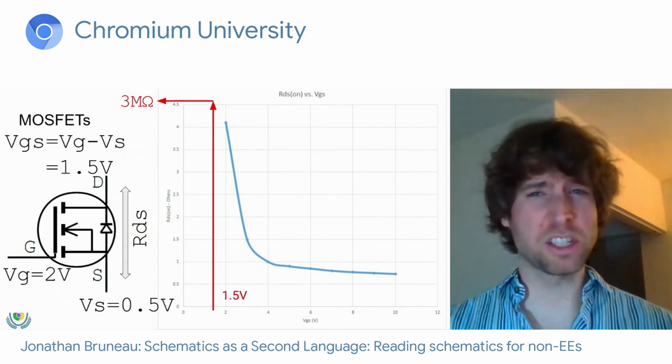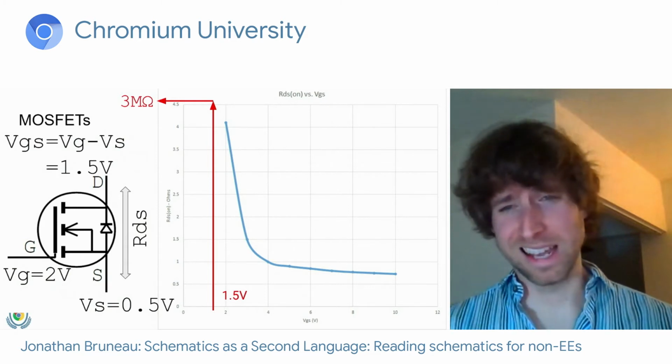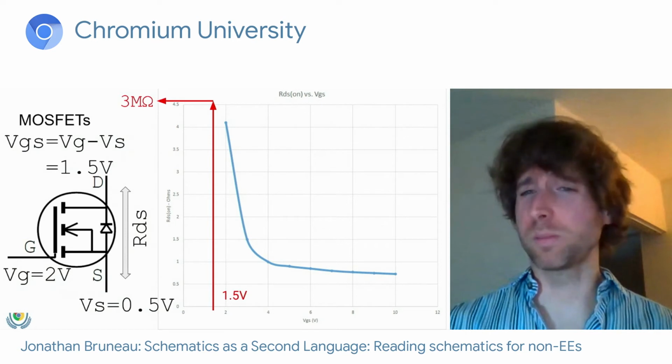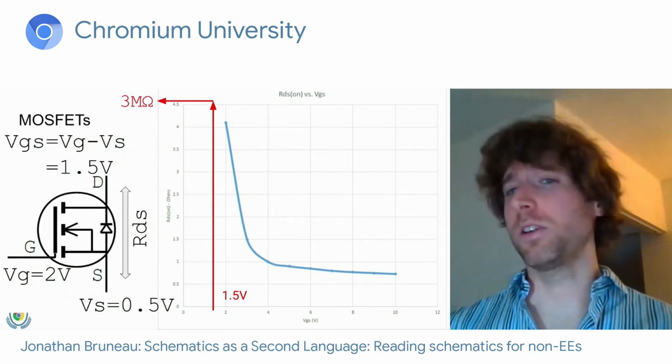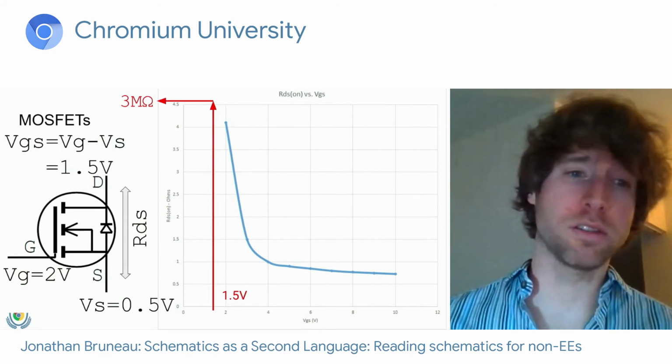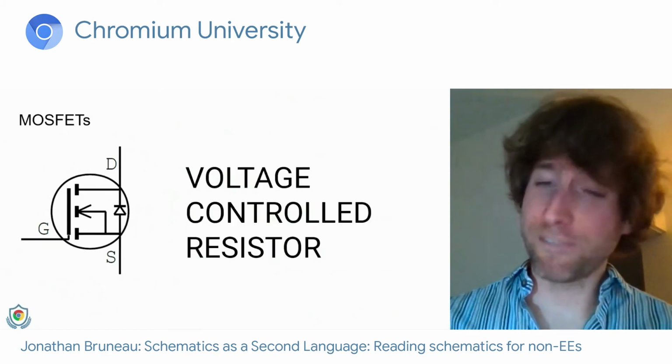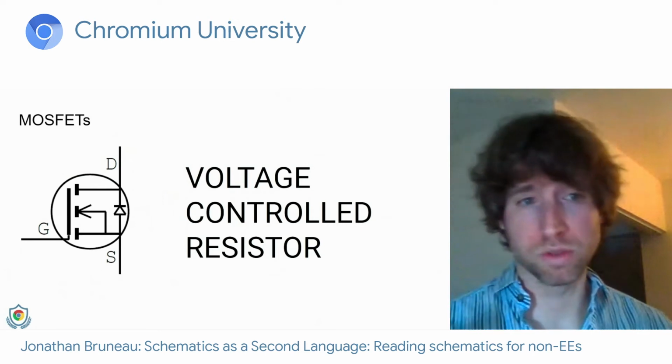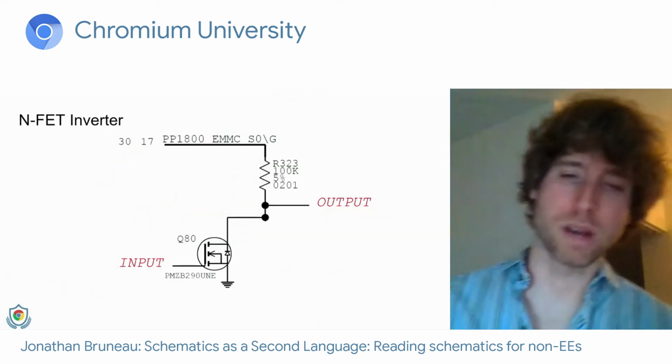Turns out datasheets don't really provide this parameter. And unless you're doing something really specific, you don't particularly care. All you care about is that it's huge. And for all intents and purposes, that's good enough. But it's worth noting that in effect, what we have is a voltage controlled resistor. So let's see how this applies in practice.